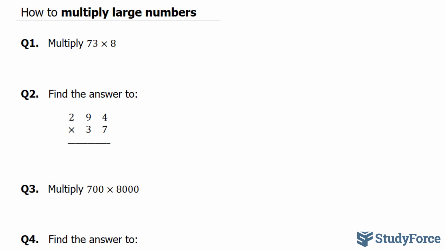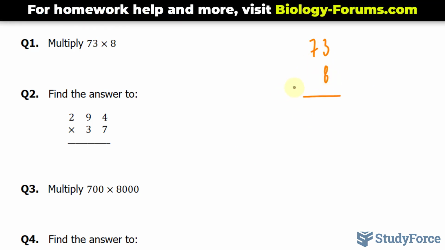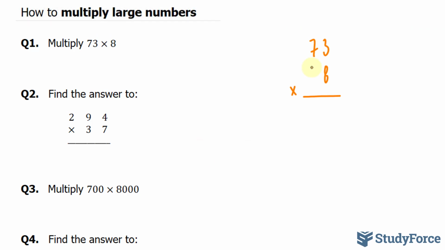When it comes to multiplying large numbers, you want to put the larger number on top of the smaller number. So for example, we have 73 times 8. Notice that I've placed 73 at the top and 8 at the bottom. To multiply these two, what we will do is take this 8 and multiply it to the 3. 8 times 3 is 24.